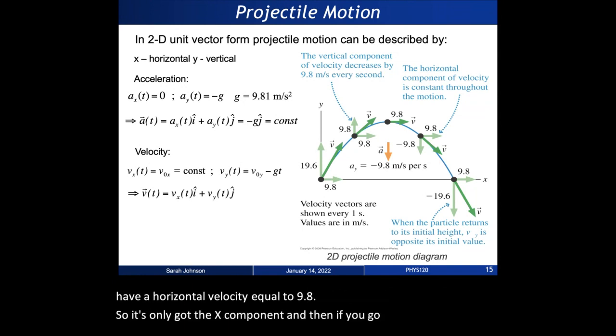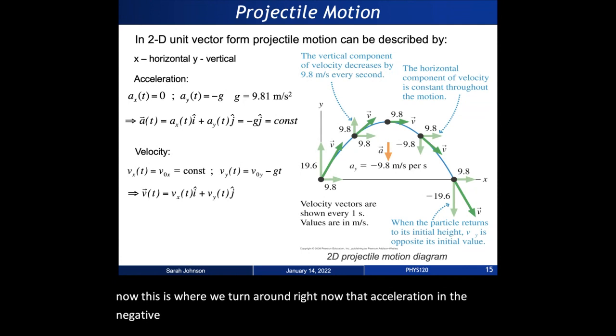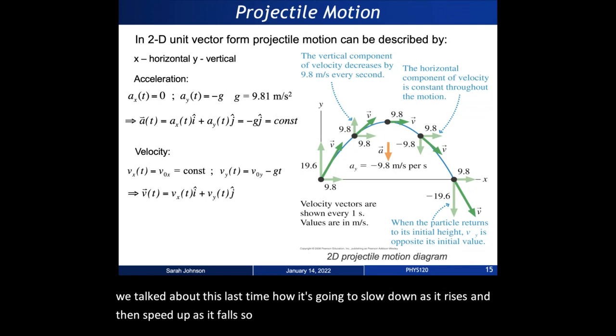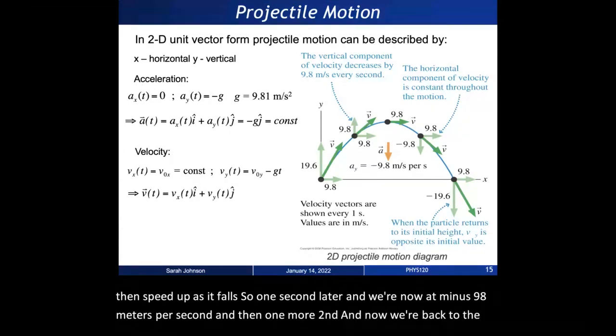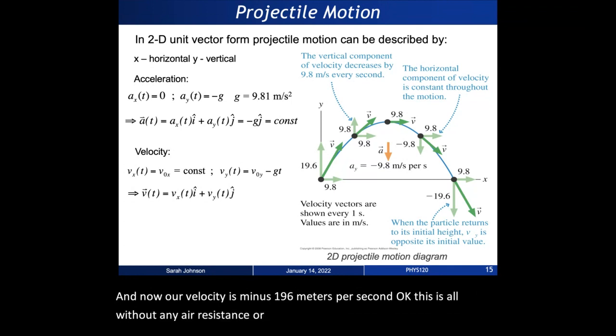And then if you go 1 more second, now this is where we turn around, right? Now that acceleration in the negative y direction is causing it to speed up as it comes down. Remember, we talked about this last time, how it's going to slow down as it rises and then speed up as it falls. So 1 second later, we're now at minus 9.8 meters per second. And then 1 more second, and we're back to the ground again, and now our velocity is minus 19.6 meters per second. This is all without any air resistance or other forces acting.